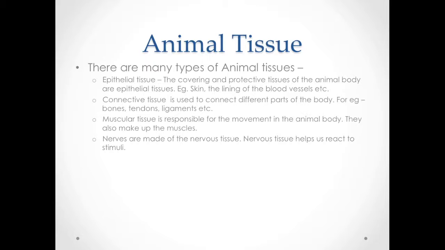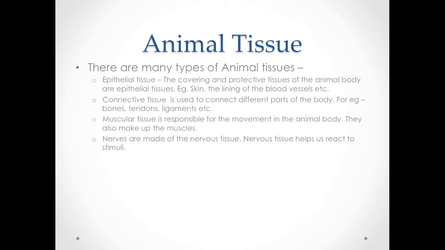Connective tissue is used to connect different parts of the body. For example, your bones are used to connect different parts of the body, and your tendons are also used to connect body parts, and ligaments. Even blood is a type of connective tissue because it connects different cells together. It connects different substances together.